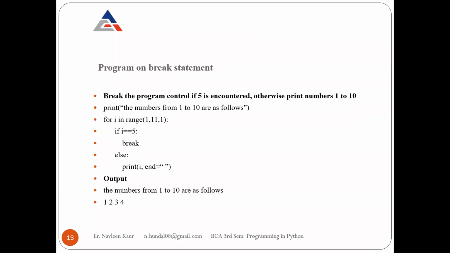Okay, can you see here? What is this? It is a print statement in the program: print the numbers from 1 to 10. The program is saying you have to print the numbers from 1 to 10. But if you are printing 1 to 10, 1 will be printed, 2 will be printed, 3 will be printed, 4 will be printed. It is saying that if 5 comes, what do you have to do? You have to break the control.